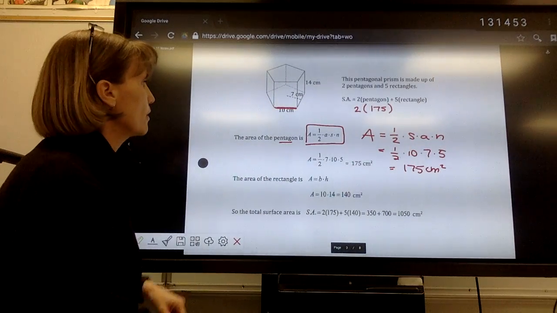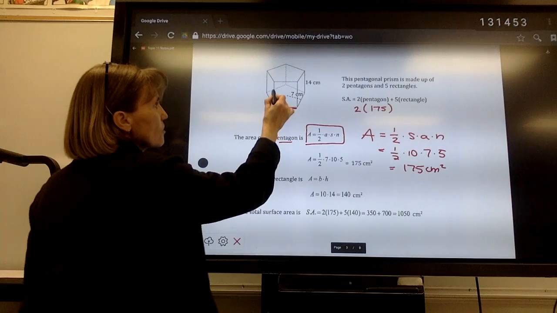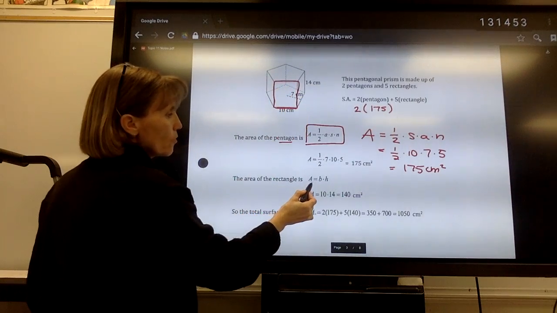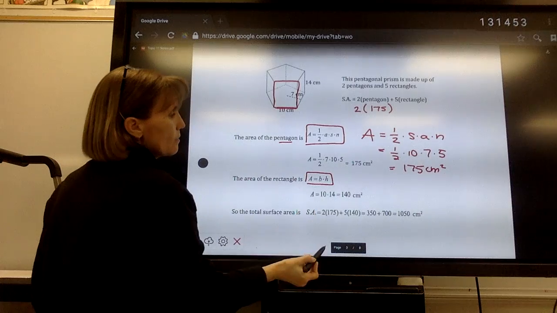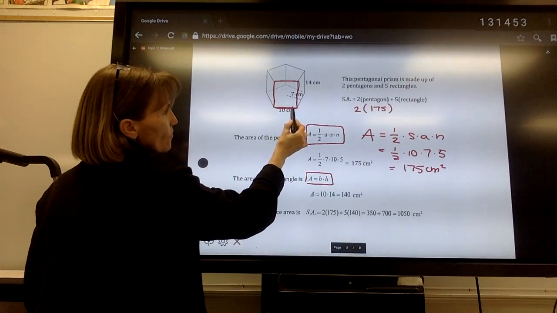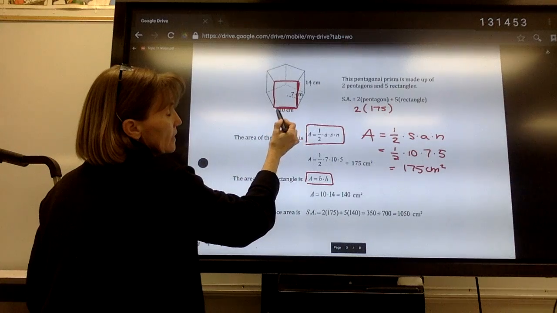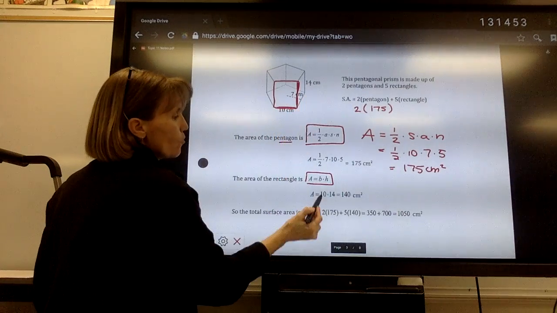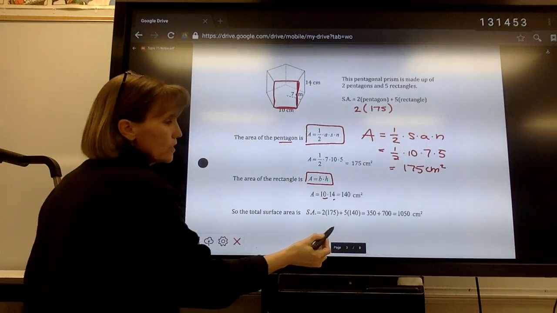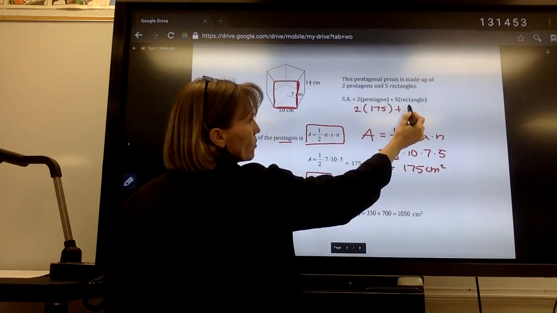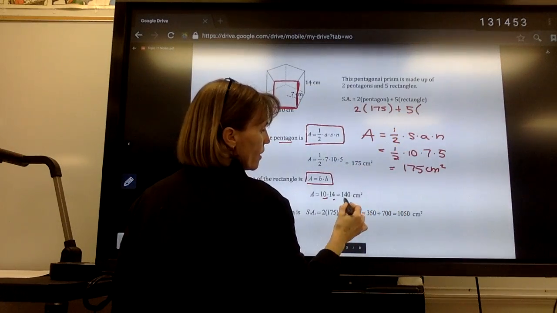And then the area of one rectangular face. Here's a face. They're all going to be the same. Okay, for one of those faces, the area of a rectangle is just base times height. So the base of this is 10, and the height of this is 14. So 10 times 14 is 140.